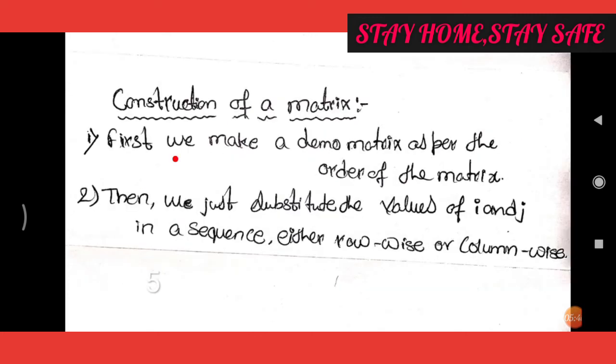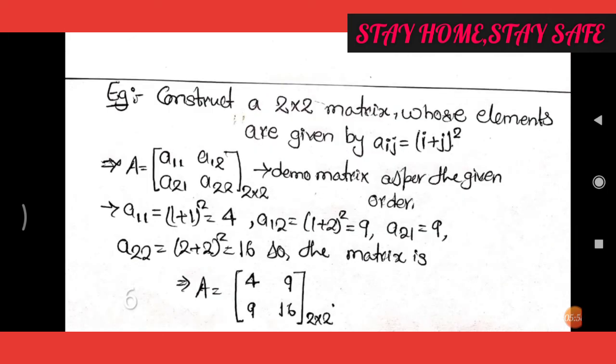So the first rule says we make a demo matrix as per the order of the matrix. In the second step, we substitute the values of i and j in a sequence, either row wise or column wise, to get the elements of the matrix. Here i is equal to 1 and j is equal to 1. In this position, i is equal to 1 and j is equal to 2. The first digit is i and the second digit is j. Here the first digit is 2, that is i, and the second digit is 1, that is j. The same applies here: the first digit is 2, that is i, and j is 2. So we have the matrix A of the order 2 by 2, which is a demo matrix as per the given order.